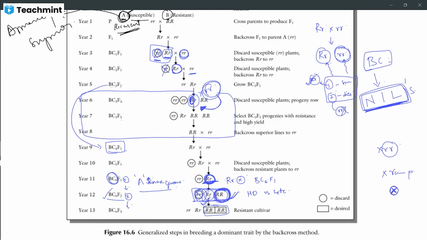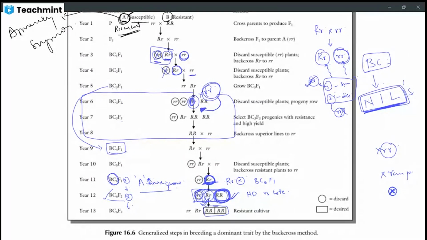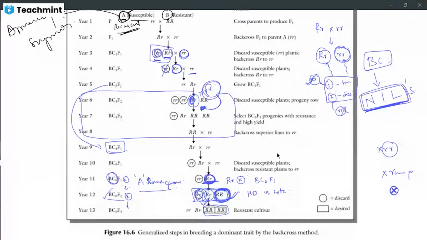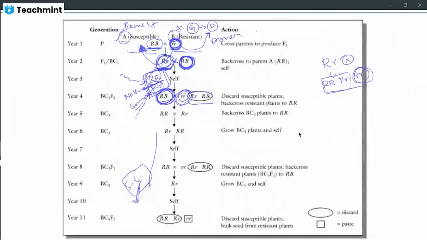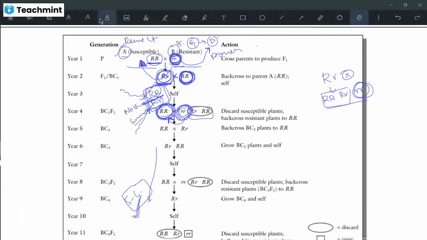what you need to perform? Right. Yeah, you need to perform selfing. Okay, is it okay? Yes, sir. Why you need to perform selfing? Because we need to select the homozygous recessive, and again we need to cross it with the recurrent parent, right? Yes, sir. Is it okay?